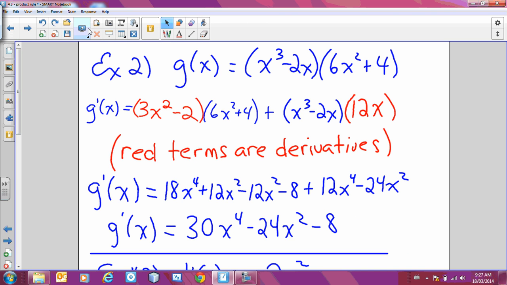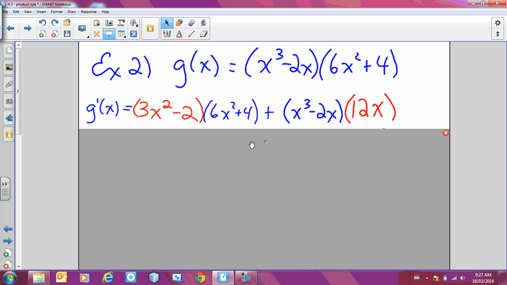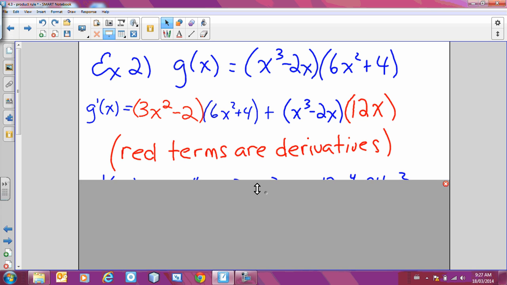So, second example here. G at x is these two terms multiplied. We'll take the derivative of the first term. 3, we're left with x squared. The 1 comes down, minus 2. So again, red is your derivative. The blue terms are the original terms. So the second term is left alone, plus first term left alone. And over here, 2 times 6 is 12x, and we have a 0 for the second part of that. Red terms are derivatives.